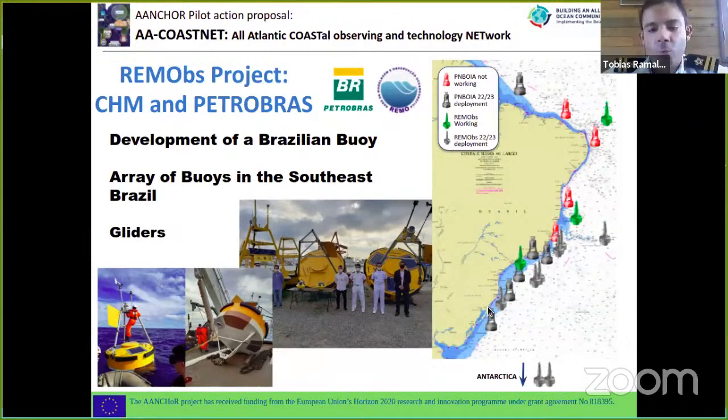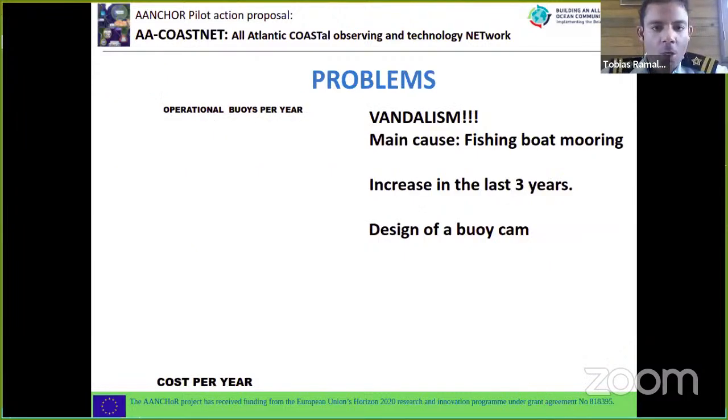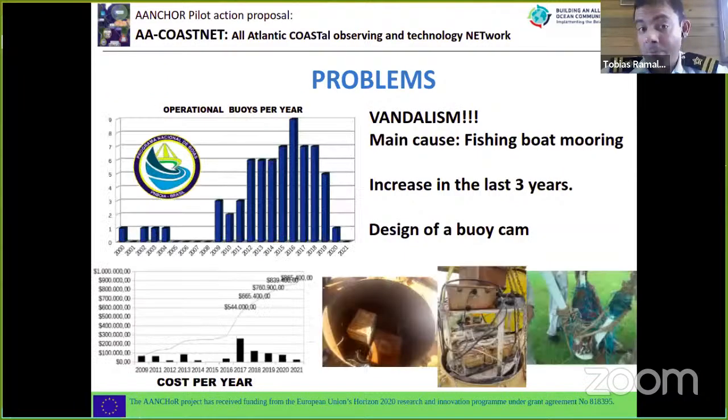So we develop buoys in oil regions and some islands in Brazil, like Alcatrazes, Abrolhos, and Noronha. And with this project, we also operate gliders. So this is the HEMOBS project. The main problem of PNBOIA is the vandalism.